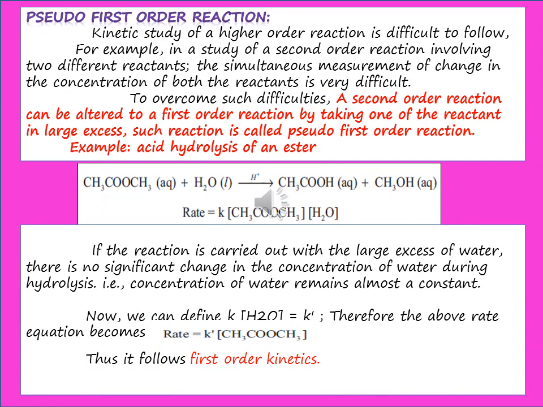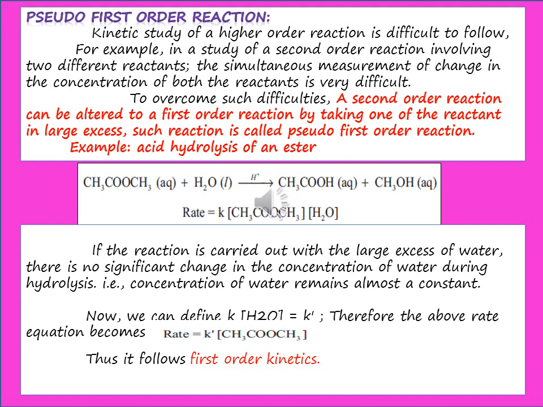What is rate of a reaction? Disappearance of concentration of the reactant with time or appearance of concentration of the product with time. That is called rate. What is first order reaction? A reaction whose rate depends on concentration of any one of the reactant is called first order reaction. What is pseudo first order reaction? Conversion of a higher order reaction into first order reaction is called pseudo first order reaction.